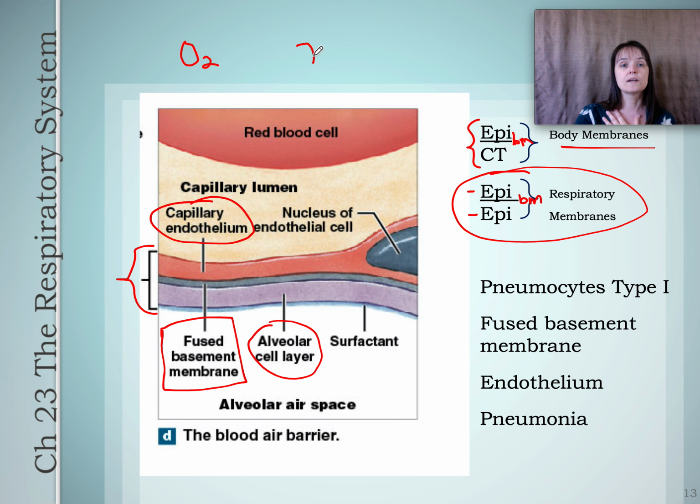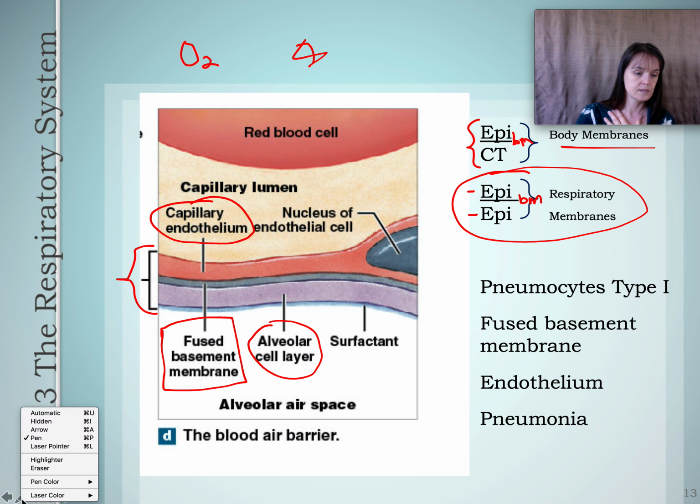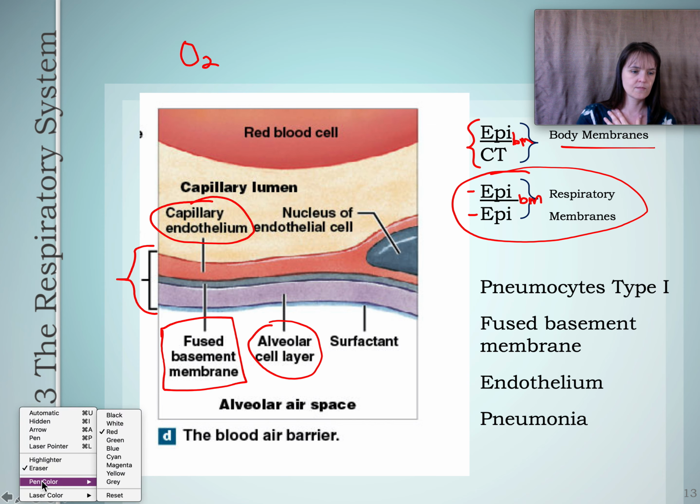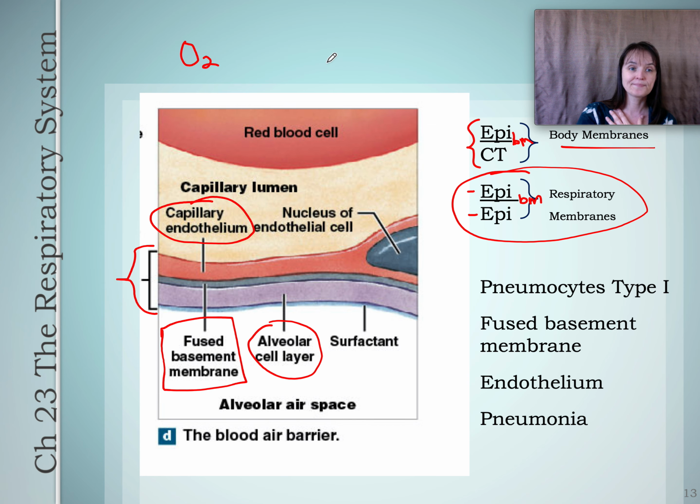And then carbon dioxide, hello, what just happened? Erase. CO2. I think I tried to write the 2 first. Okay.